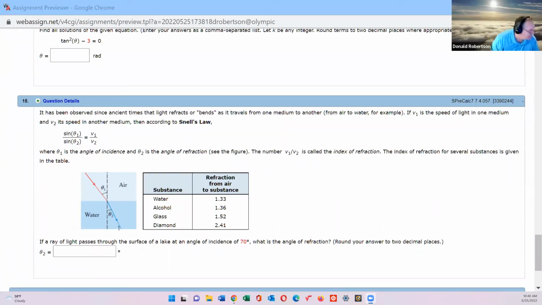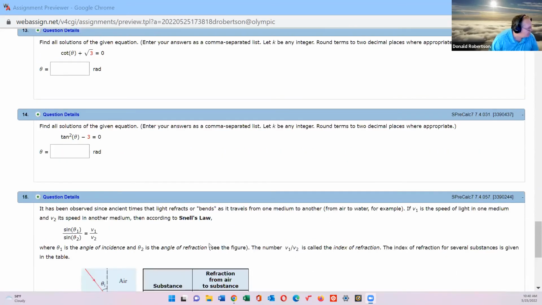And so it depends what it is. For instance, if it was water, this thing is 1.33. And if it's diamond, it's 2.41. I wonder if that's why diamonds sparkle. Right, the light gets refracted, and then it kind of bounces inside the crystal. And so you get a little sparkle. Anyway, it's a good enough guess.